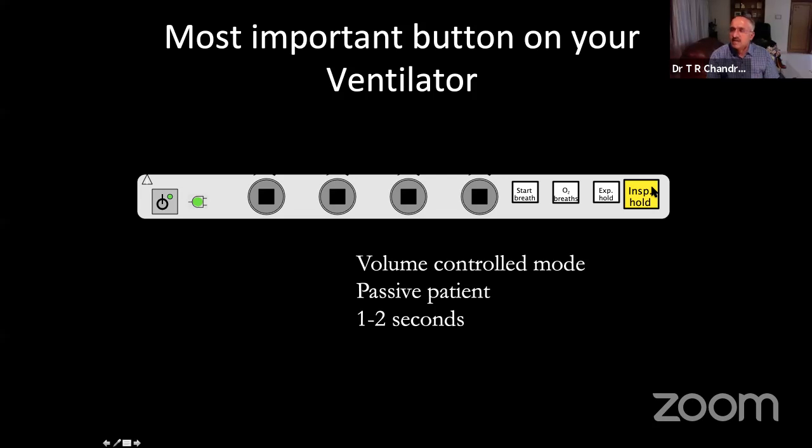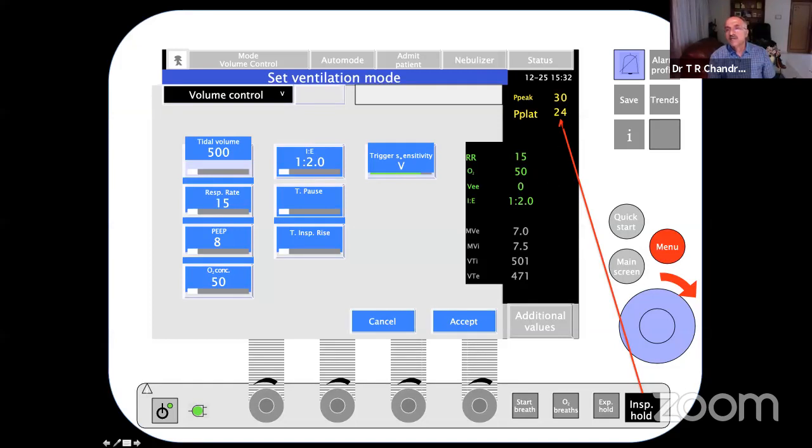So it is there in every ventilator. Go find where it is, and you just have to press it 1, 2. And the patient has to be in a volume control mode, you get the plateau pressure. It will be displayed like this. See, I put an inspiratory hold and this will display. The peak is 30 and the plateau pressure is 24. This is how you get it. This is how you see it should be on a volume controlled mode.